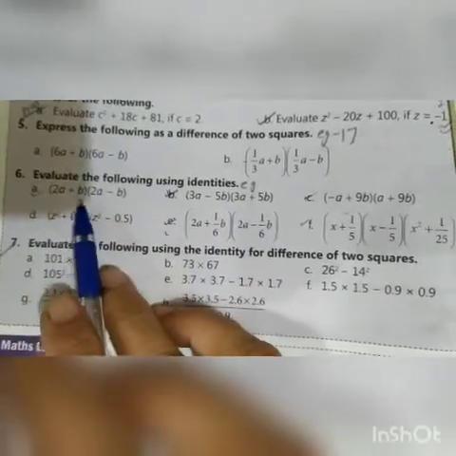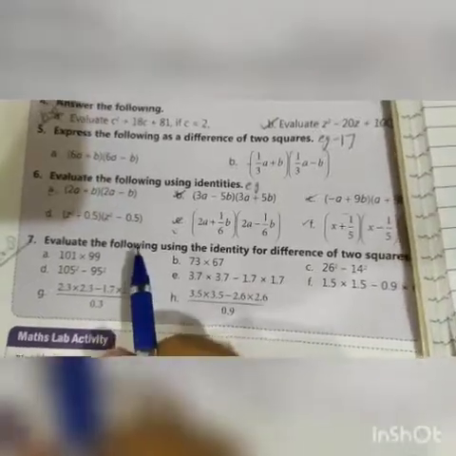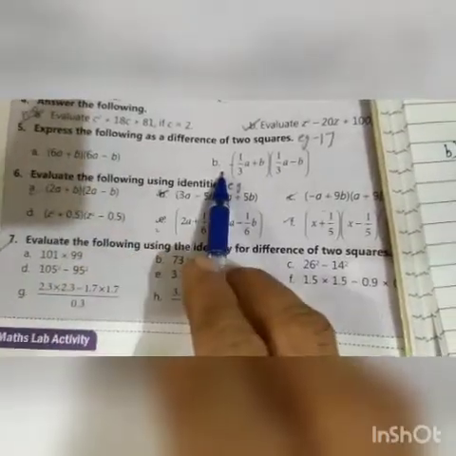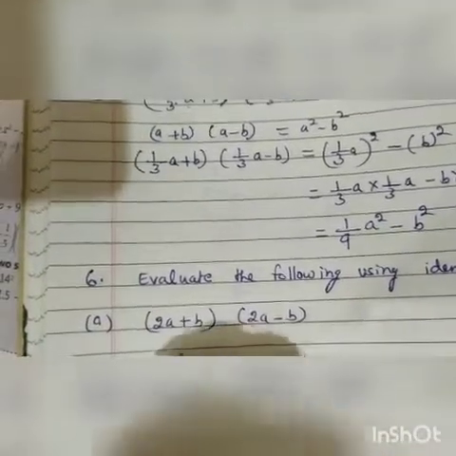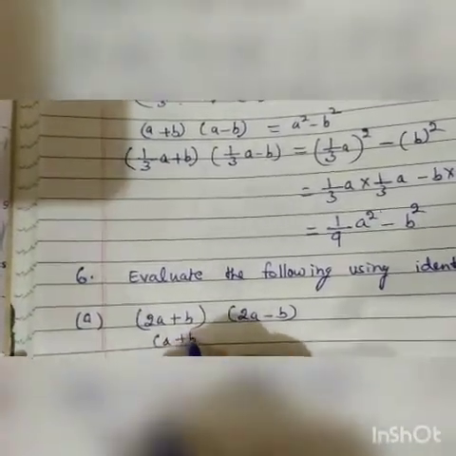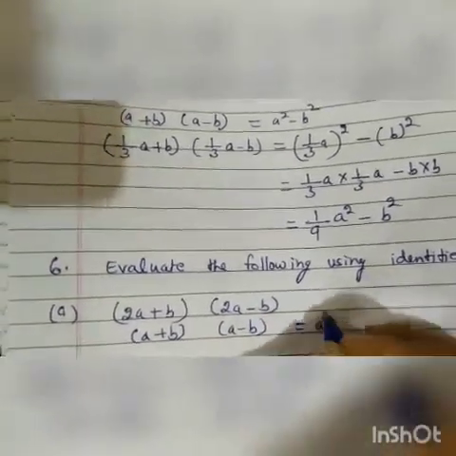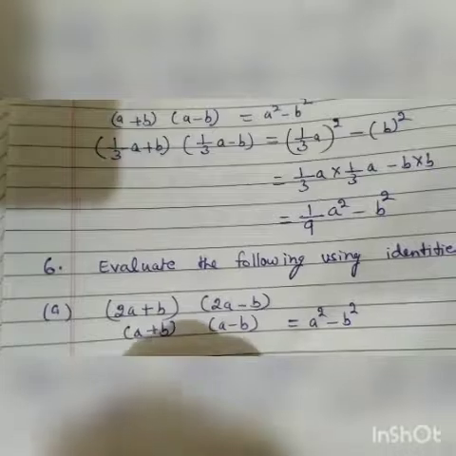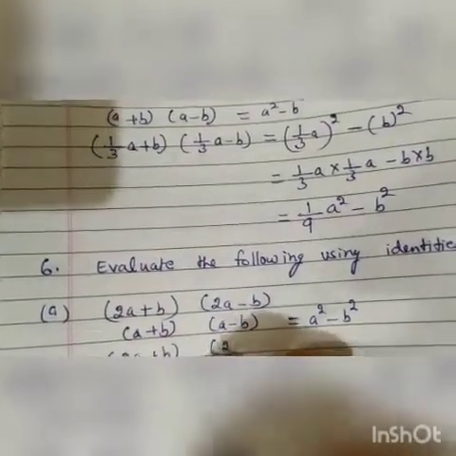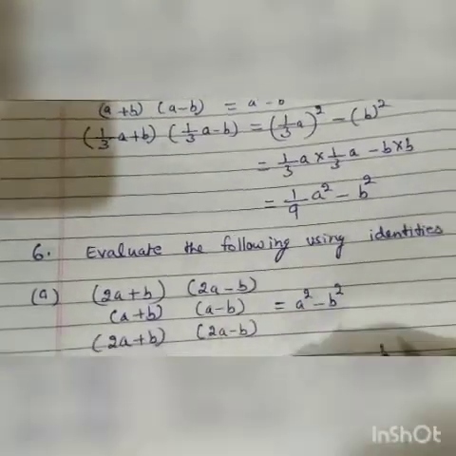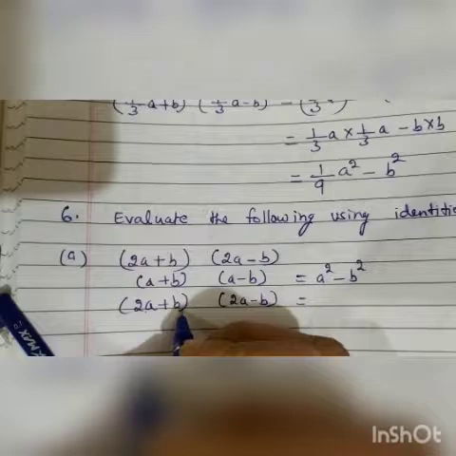First part is (2a plus b)(2a minus b). We will do it in the same pattern as we did these two parts. (2a plus b)(2a minus b). First we will write the identity. (a plus b)(a minus b) is equal to a square minus b square. It is (2a plus b)(2a minus b). So here our first term is 2a and second term is b.